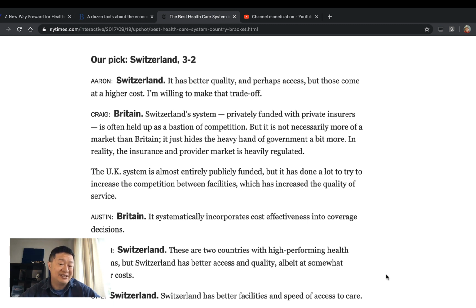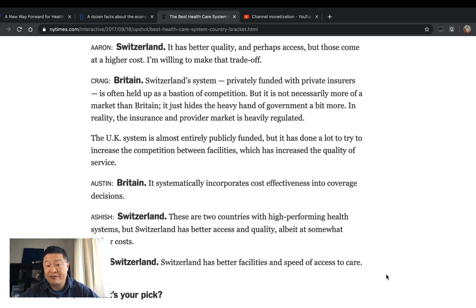The government basically says, hey, if you're going to offer health insurance, it has to have these minimums. And some people would argue if you're going to have the government that involved, you might as well just go all the way to the British system. The other benefit of the British system is that it incorporates cost effectiveness into coverage decisions, whereas with the Swiss system, it is more of a fee for service and whether or not your insurer will cover it.